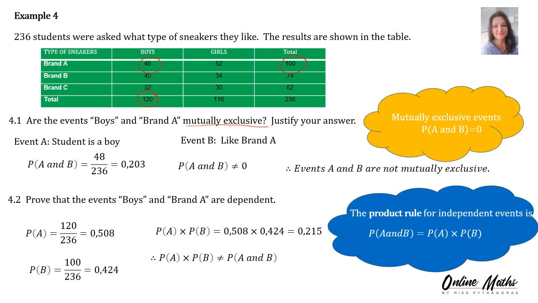Therefore, if you multiply the two, probability A times probability B is 0.215. And then probability A times probability B is not equal to probability A and B. Let me just show you. In other words, this one was 0.203 and these two was 0.215. That's what I mean. They're not equal. Therefore, events A and B are thus statistically dependent.